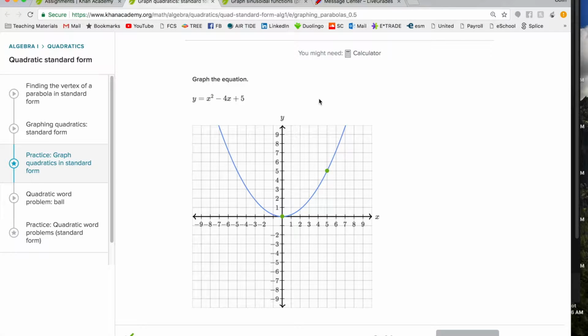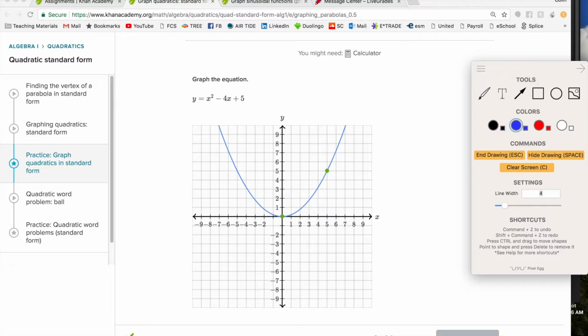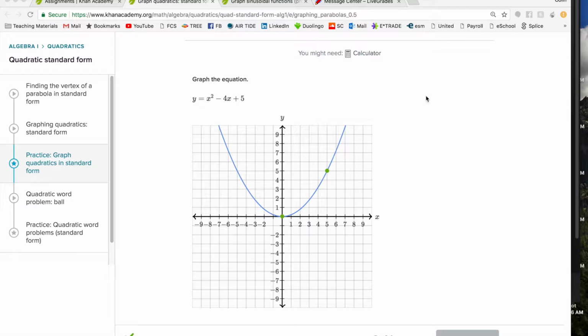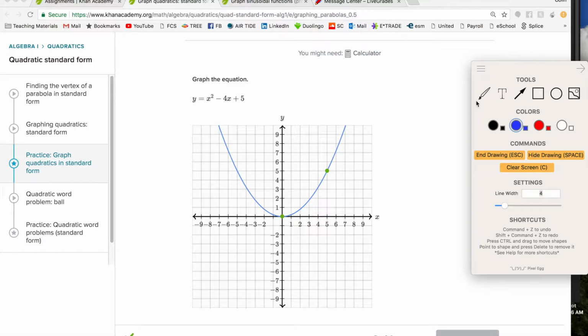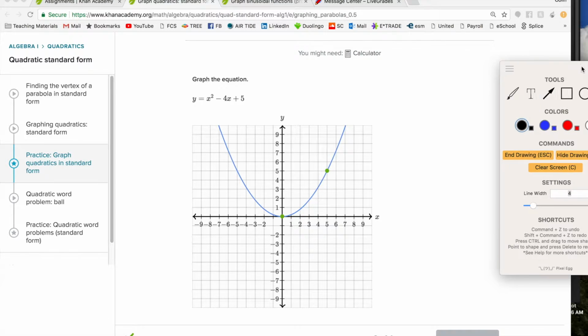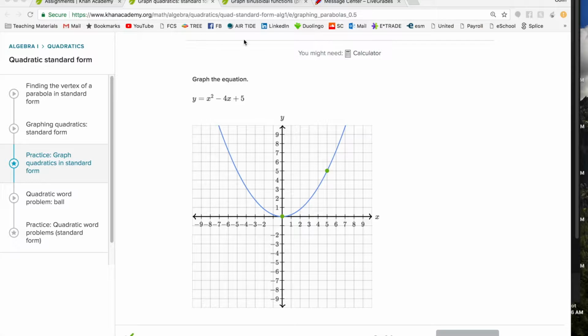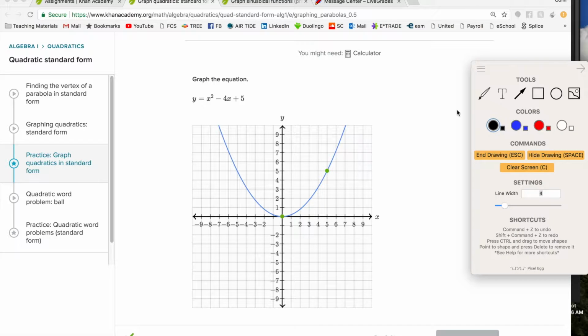So let's go over the process behind graphing these quadratic functions. Like I've been trying to say in class, there are 3 steps behind it. In a way, there's 2 steps to the first. There's 2 parts. The first part is finding what we call the vertex.